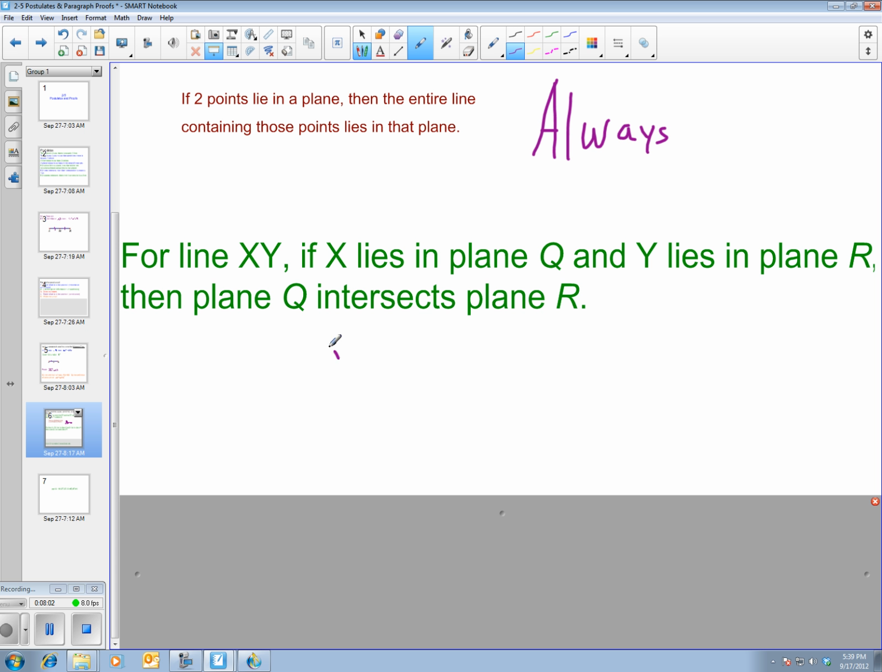So this question is actually a sometimes. They don't always have to. We had an example where if they're on the wall and the floor, the planes hit each other. But if they're on the ceiling and the floor, they would not hit each other.